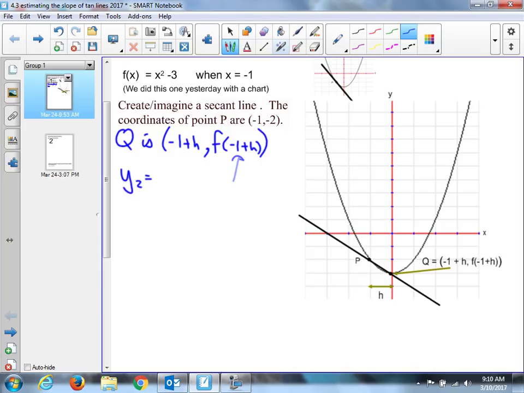y2 is going to be equal to f of, well, the function is x squared minus 3 in this case. So instead of something squared minus 3, I'm going to put negative 1 plus h in here. I'm going to actually evaluate what f of negative 1 plus h is.